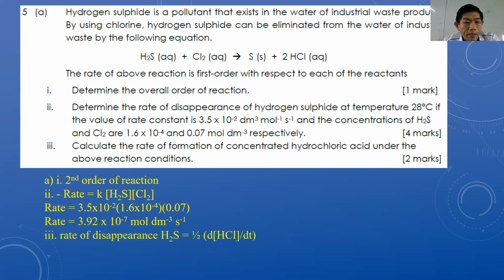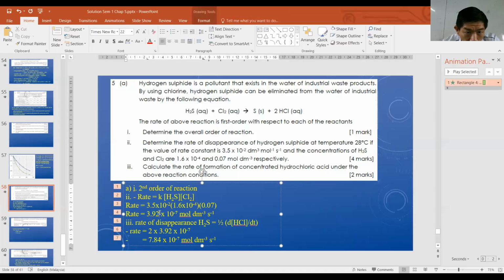Then the rate of disappearance of H2S: H2S is half of d[HCl]/dt. So if the concentration of the HCl formed here is 3.92 × 10⁻⁷, which you get from number 2, so the rate is equal to 2 times 3.92. Eventually you get 7.84 × 10⁻⁷. Since it is 2 significant figures, it's 7.8. Sorry for the extra significant figure in here.